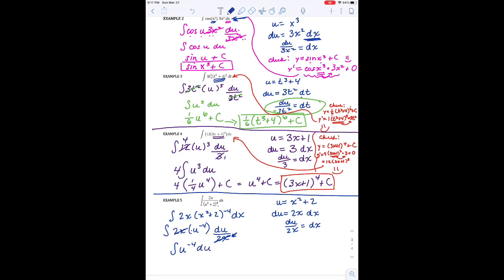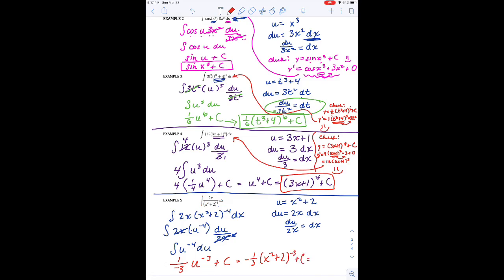We can handle this, just a negative power. Nothing too crazy. So we're going to use the power rule: 1 over 1 more than the power. Be careful, 1 more than negative 4 is actually negative 3. u to that same power, plus c. We're pretty much done. So this is just negative 1/3 u, which was x squared plus 2, to the negative 3, plus c.